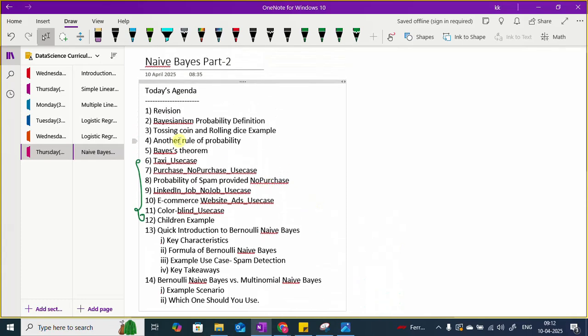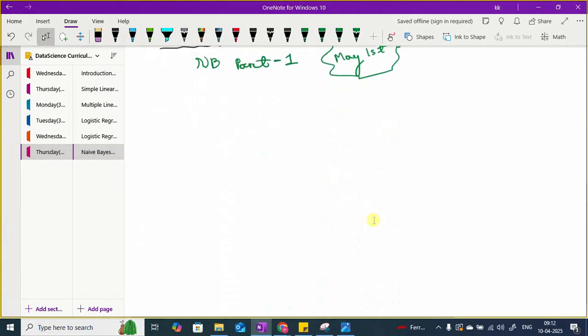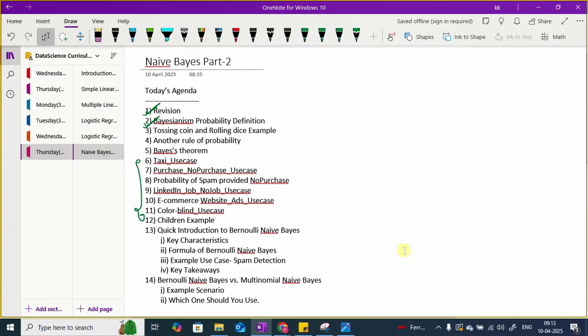So let's start with the second one, that is the Bayesian probability definition. Let me tick mark what are the things that we have covered. Probability definition.